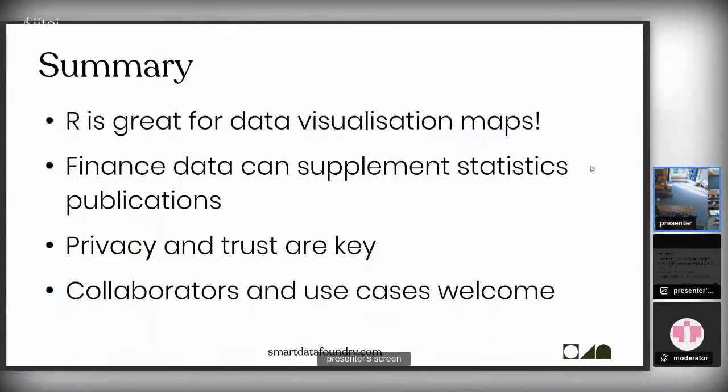So as a quick summary, R's great for data visualization and maps. Finance data can supplement statistics. For us and our data partners, privacy and trust are key, and we are super welcoming for collaborators and use cases. Thank you.